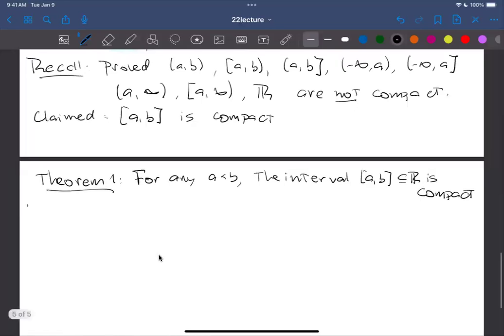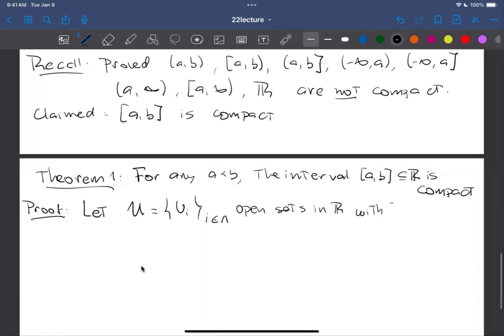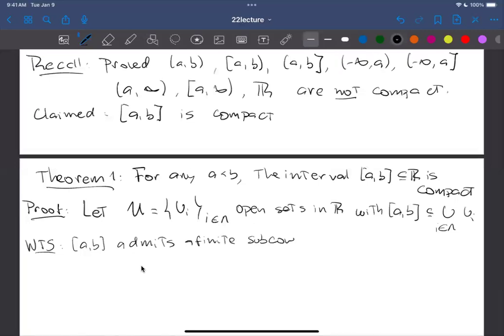The idea for the proof is going to be something like this. Let me just start with the proof and then I will tell you the idea, because the idea depends on the open cover. So let's take U, some collection of open sets U_i, open sets in the real line, which cover [A, B]. So we start with an open cover, and what we want to show is that [A, B] admits a finite subcover of U. Namely, we can cover [A, B] using only finitely many of them instead of all of them.